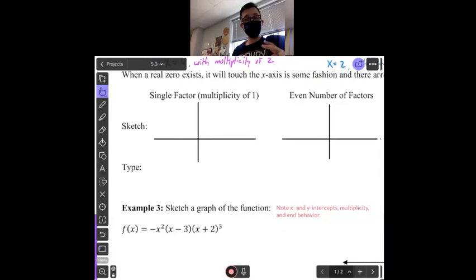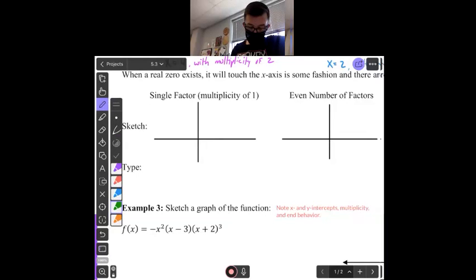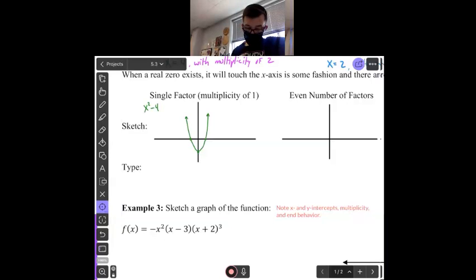So a single factor. This is the one you are the most used to seeing. If we thought about a function like x squared minus 4, it's a parabola, its y-intercept is at -4. If we were to solve that, find its x-intercepts, the x-intercepts would be 2 and -2. It would look something like that. There's a multiplicity of 1 here and there's a multiplicity of 1 here.